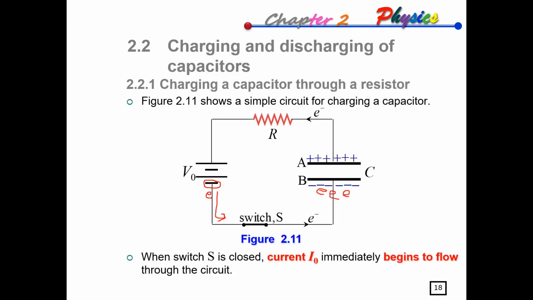At this time, more electrons accumulate at plate B, making plate B negatively charged. As what we have learned in chapter 1, same signs repel one another. So the negatively charged plate B will repel the electrons from plate A, leaving plate A positively charged. So this is how plates A and B become negatively charged or positively charged.